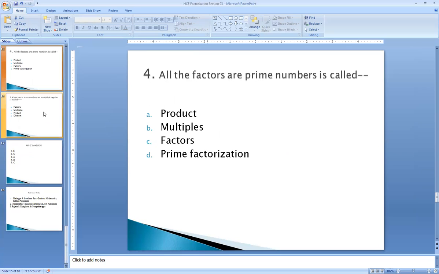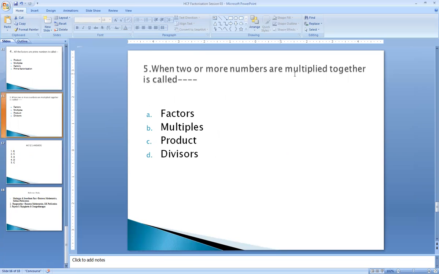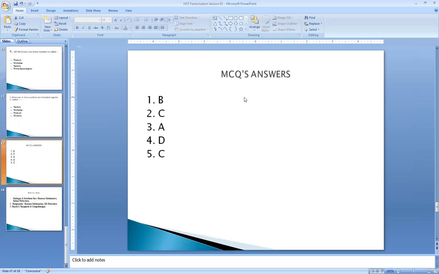The last question they have given here: when two or more numbers are multiplied, what is it called? Either it may be called factors, multiples, products or divisors. So opt any one, then you have to check the last slide. The answer is given here.